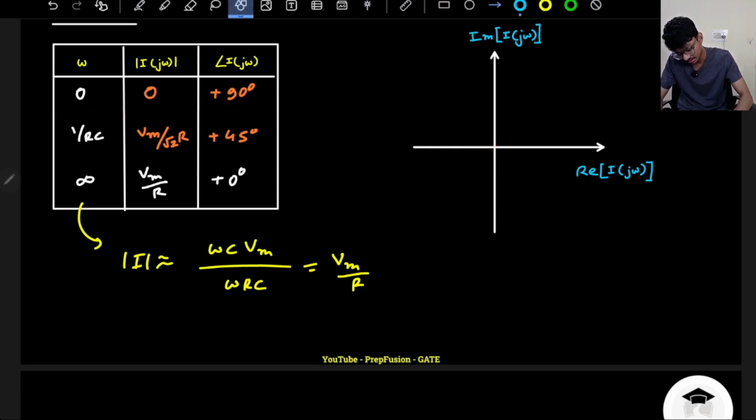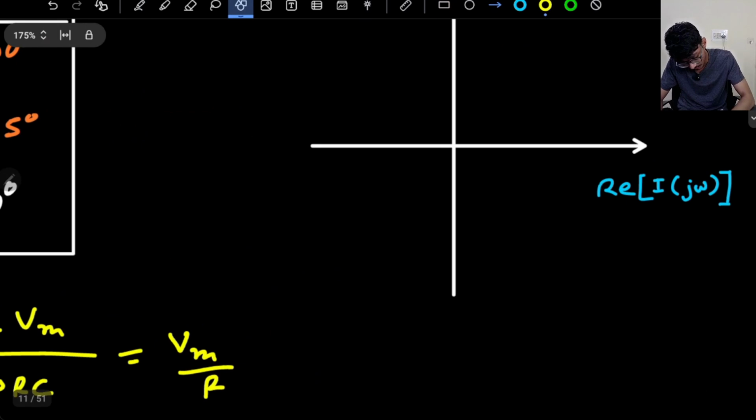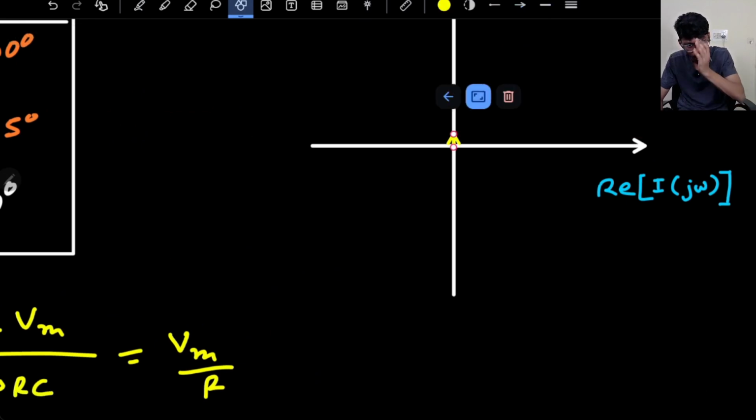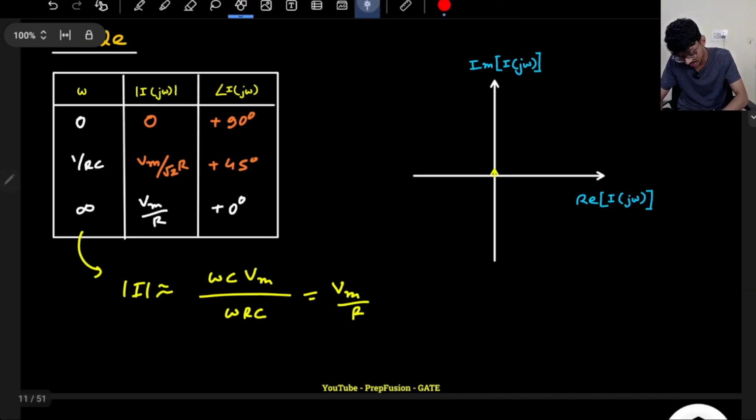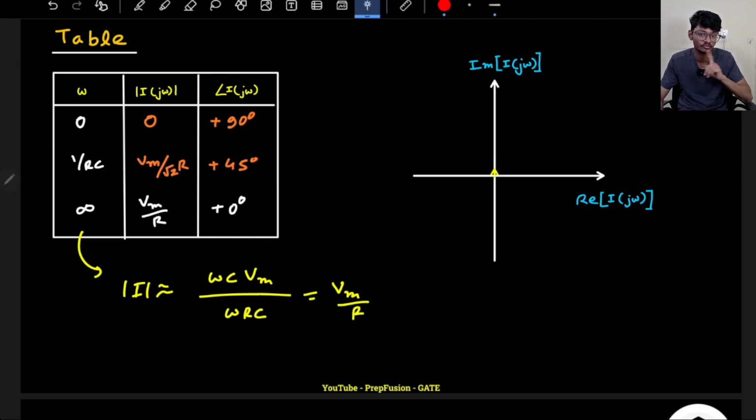So my vector is somewhat like this. Obviously magnitude is 0, but it is just going in the positive imaginary axis, correct? Next, my magnitude is increasing and my phase is decreasing. So I am going in the clockwise direction. If phase is decreasing, that means I am moving in the clockwise direction.